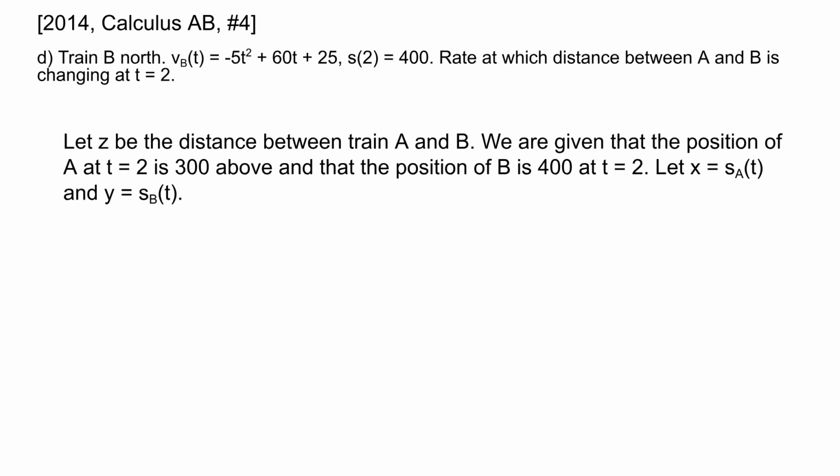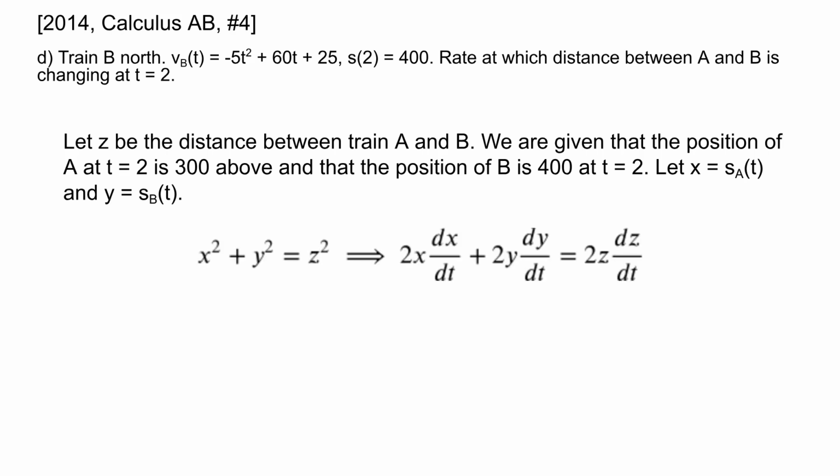So let x equal s sub A of t and y equal s sub B of t. Then we get the equation x squared plus y squared equals z squared. That comes from the Pythagorean theorem.